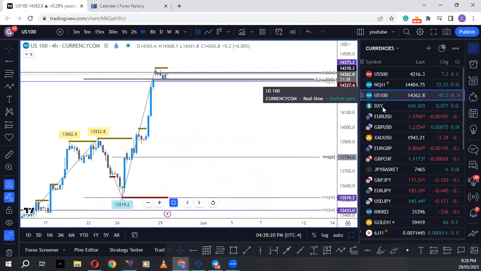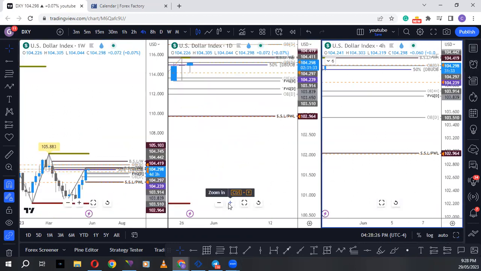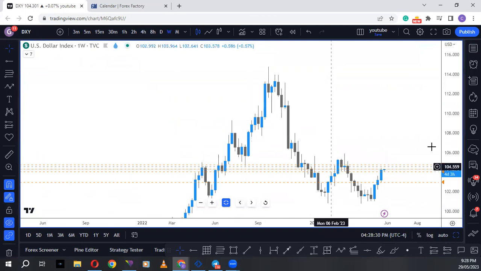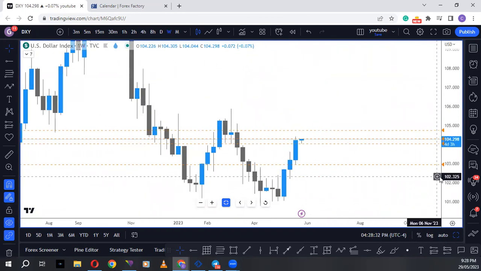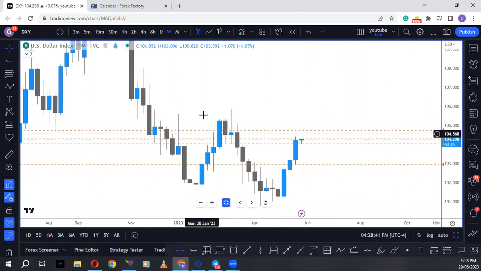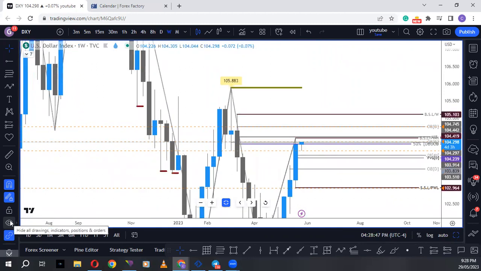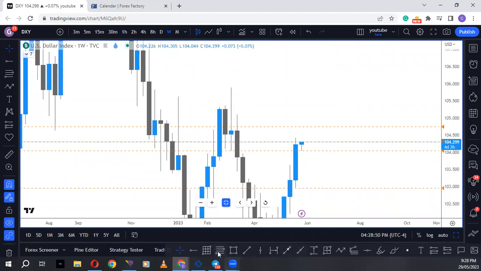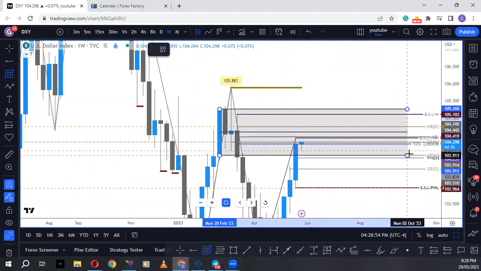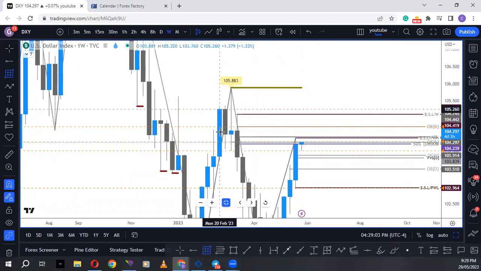So the next pair we are going to be looking at is dollar index. The dollar index is basically still bullish, but if we look at where price is now from the weekly time frame, we can see that this is a bearish order block. Price is within this bearish order block on the weekly. Let me see if I've noted the equilibrium, the 50% of this. Price is not yet at the 50%. The 50% is at 104.56.